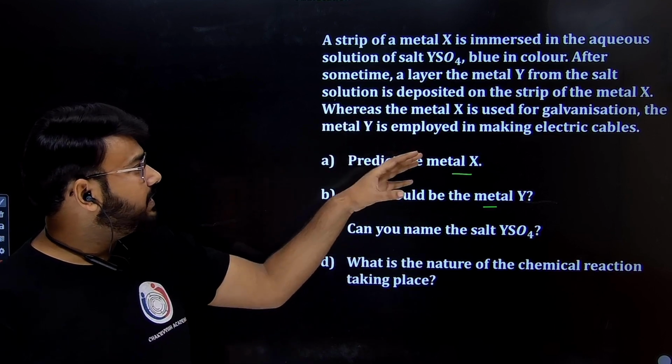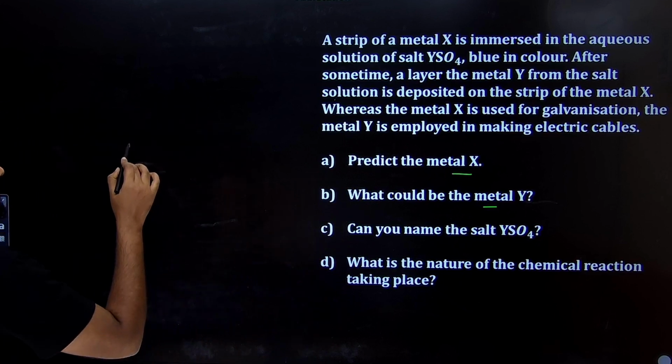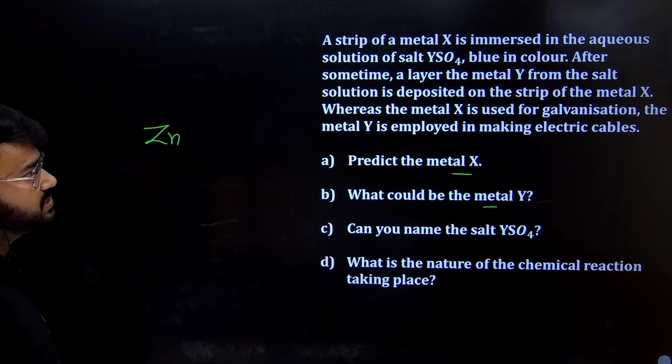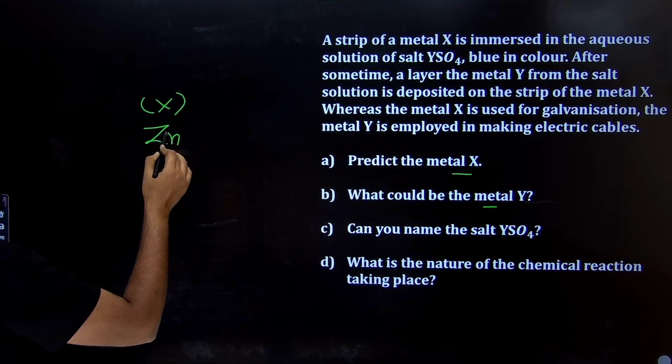So one thing we know when it comes to galvanization, okay, so we know the metal has to be zinc. So which metal is used in galvanization? Metal X. So we know the X must be a zinc.